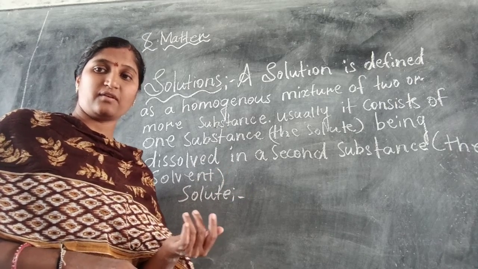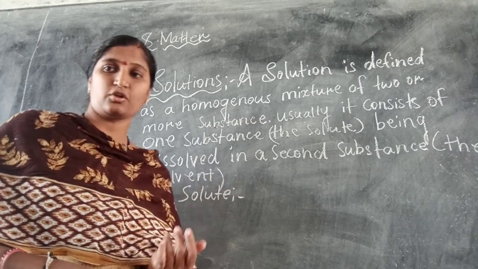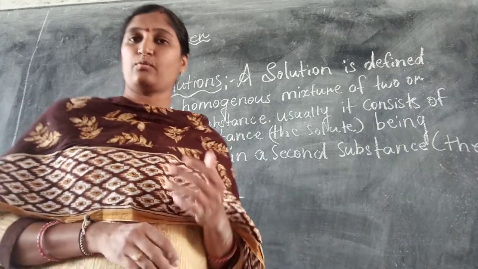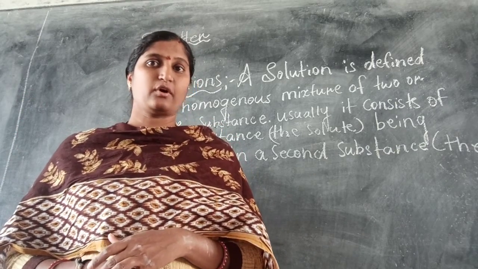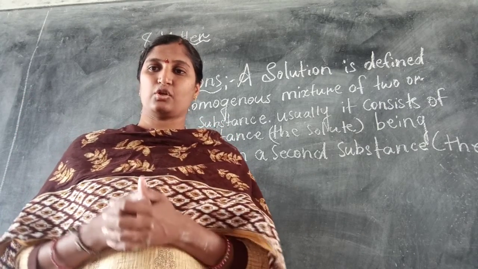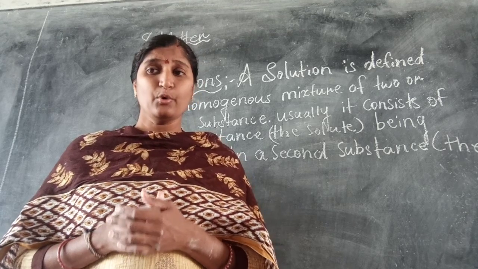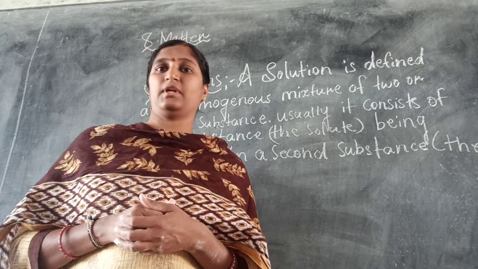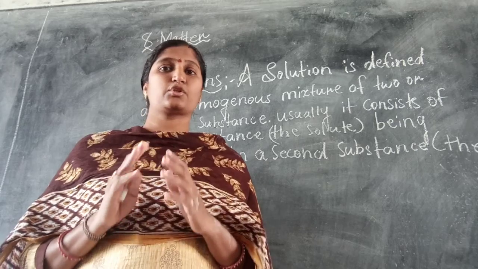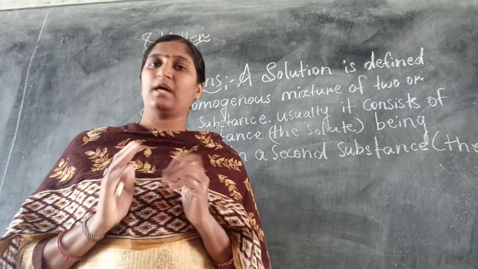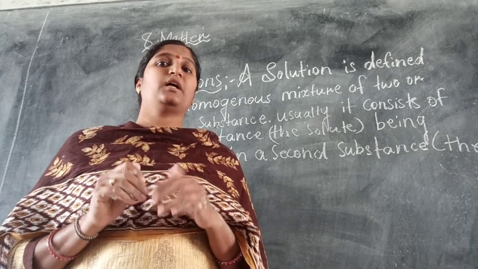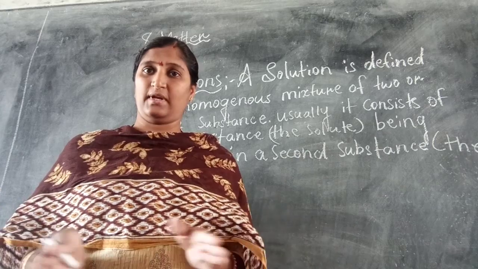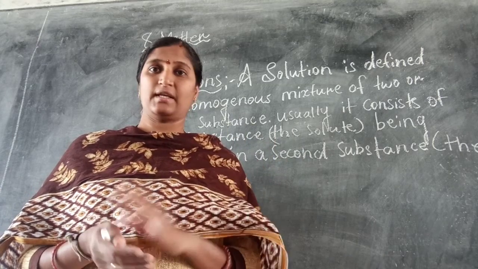And at last, aqueous. Aqueous solution means what? A solution using water as a solvent. We call it an aqueous solution. Here water is the most common solvent on earth and life depends upon it. As you all know, water is one of the most common solvents on the earth. So water is called the universal solvent.